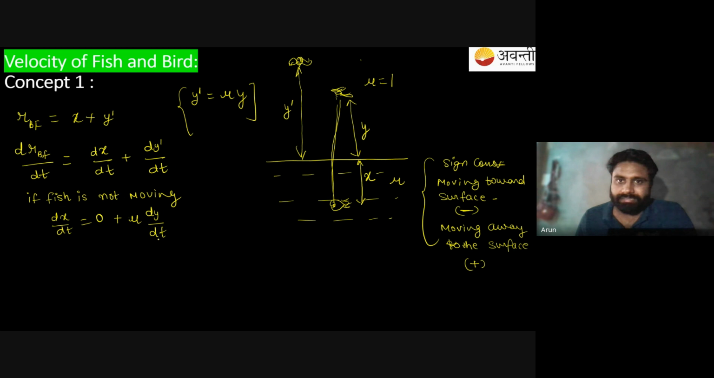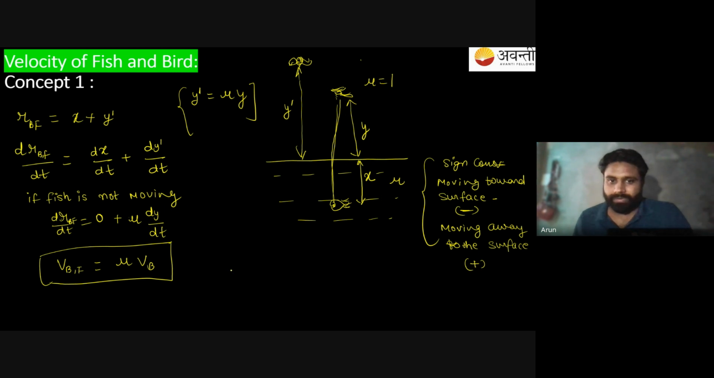Dy by dt is nothing but the velocity of bird, and dx by dt is 0. It is mu times dy by dt. So the velocity of bird with respect to fish is nothing but mu times the velocity of bird measured from the surface. Okay, so this is the concept.